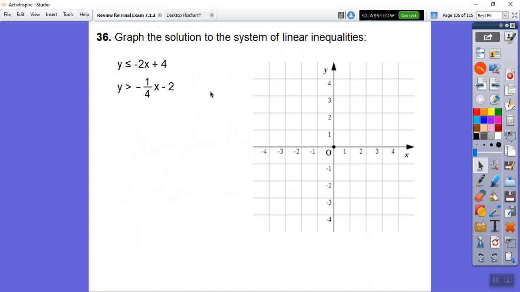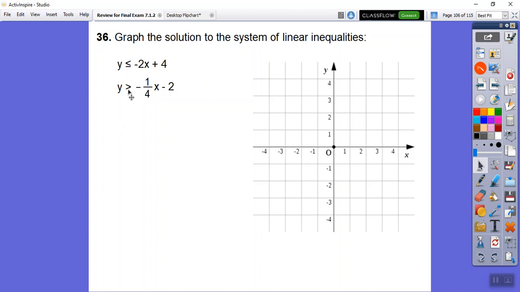Okay, graph this solution. This is going to be a dotted line. So I'm going to go up here at plus 4 and then use the slope, negative 2, which is negative 2 over 1. So down 2 over 1. It's a solid line, so I'm going to graph that solid line right there. And this one's less than or equal to, so it's everything shaded below.